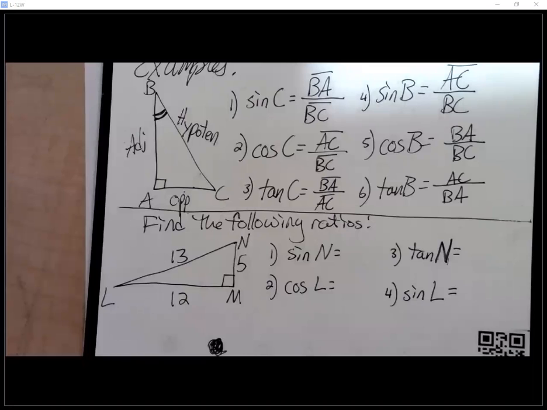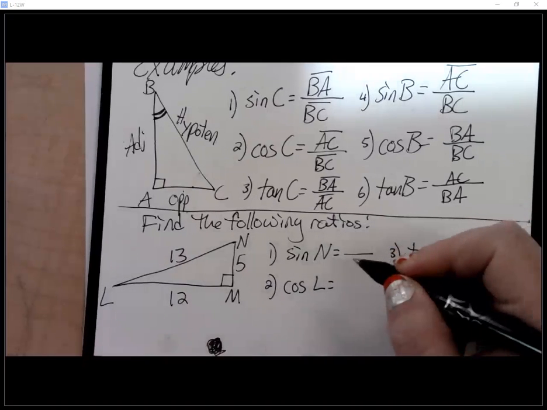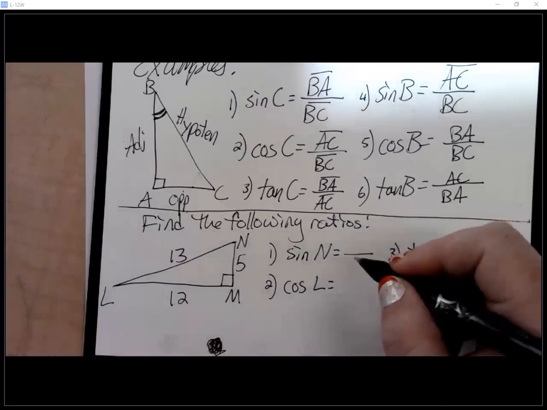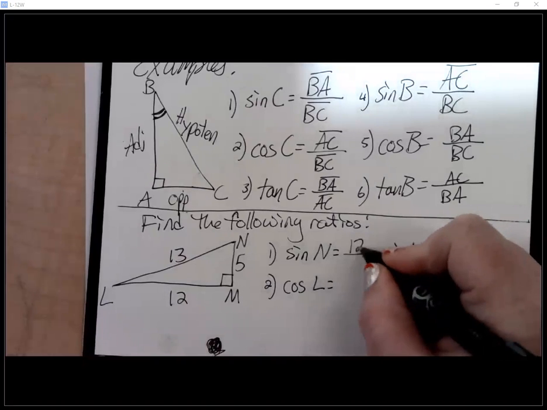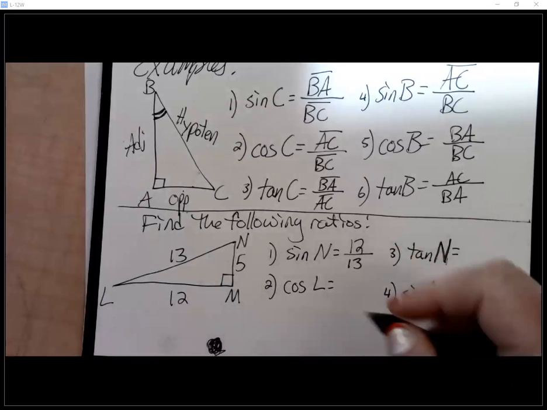Okay. We got some? All right. Who's got number 1 for me? Sine of N. Raise your hand. All right, Sam, go ahead. What's sine of N? 12 over 13. Yes, opposite over hypotenuse, 12 over 13. Check what you wrote. Did you write 12 over 13? Oh, good. You're doing swimmingly.